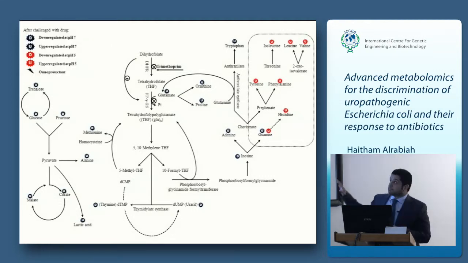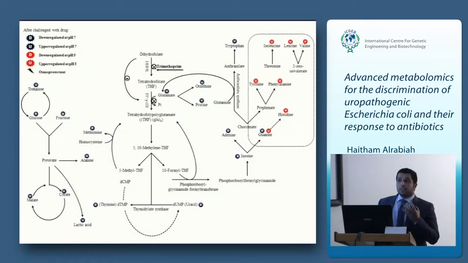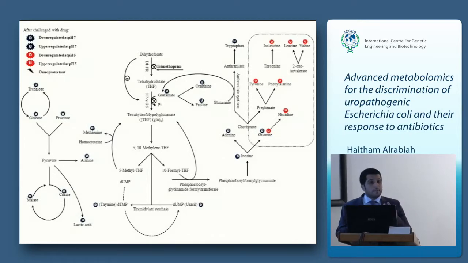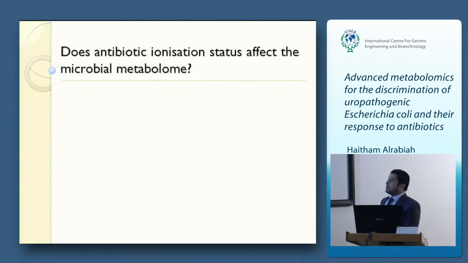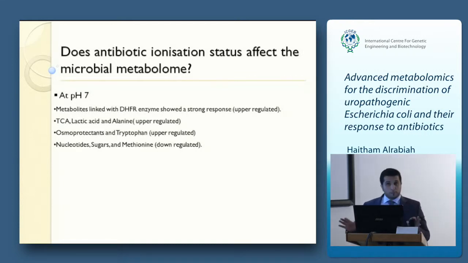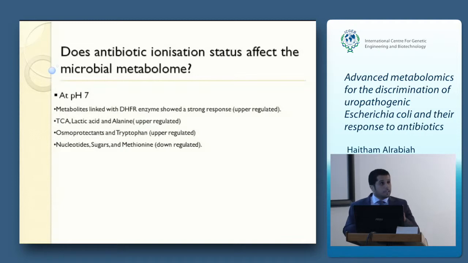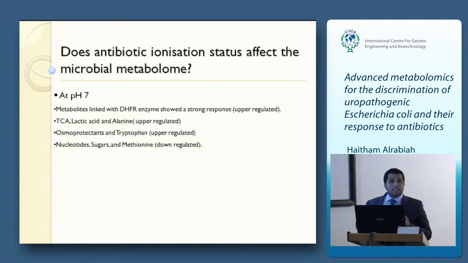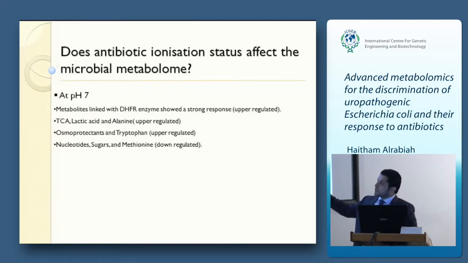So at this stage, we have to do a small investigation, to try to understand the changes in the metabolites that we detected and their levels at two pH levels. Back to the question that we asked before: does antibiotic ionization status affect the microbial metabolome? We can say that at pH 7, where most people do their experiments, the dihydrofolate reductase enzyme does show a strong response, similar for TCA members, lactic acid, alanine, and many other metabolites that might correlate with osmoprotectant. We saw a downregulation for nucleotide sugars and methionine.